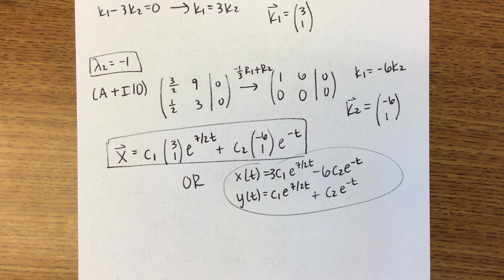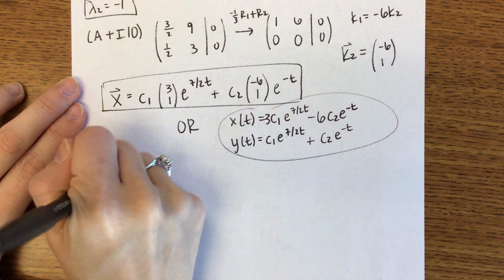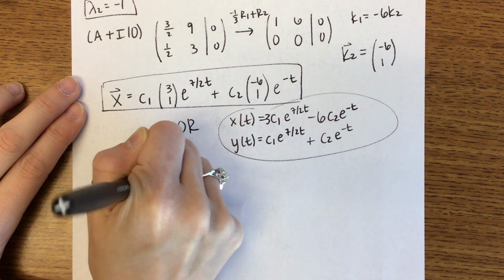Okay, questions on that? Really, it's not a whole lot different. I have another example. Are you okay if we skip it and go to the next case? Okay, next case that we're going to do is what happens if you have repeated eigenvalues.